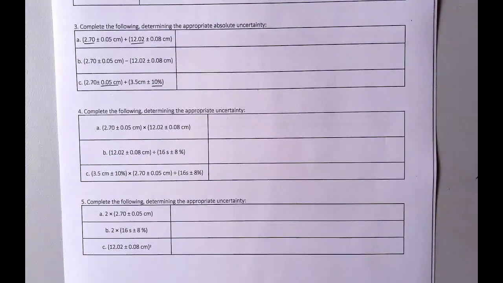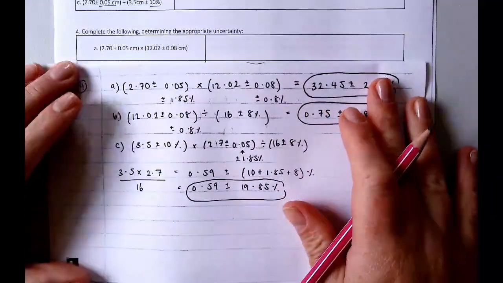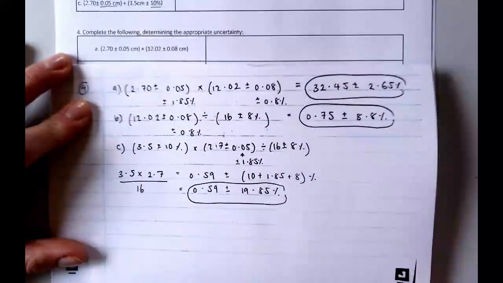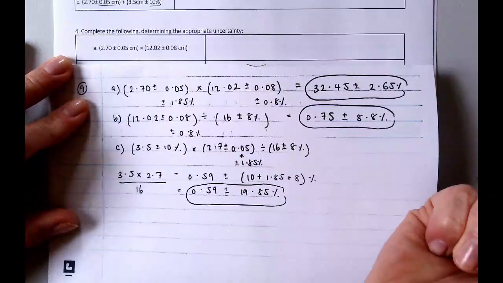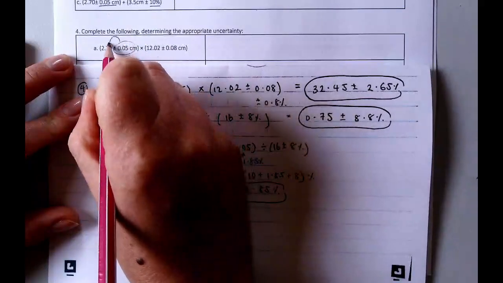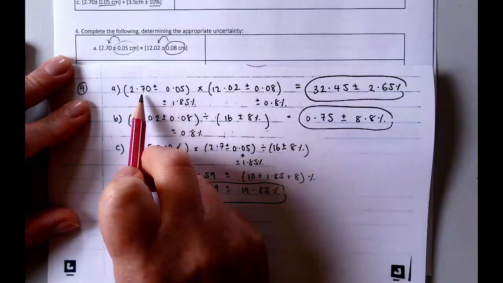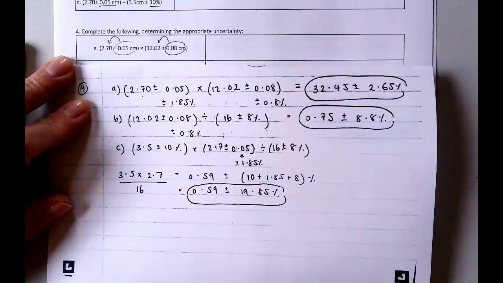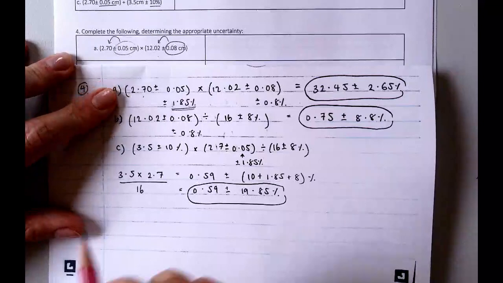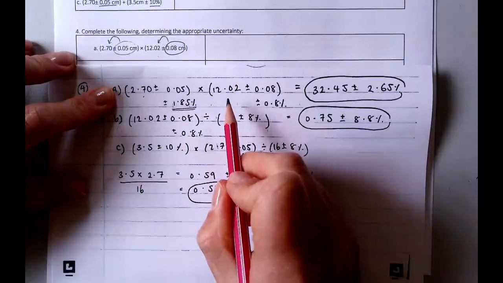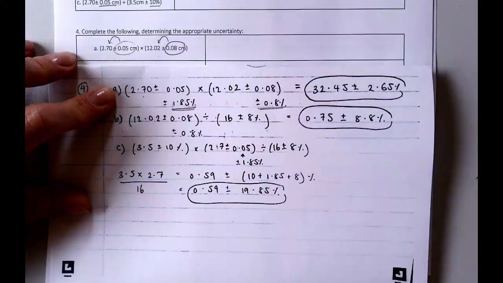In question 4, let's see if I can fit this all in. We're multiplying data. Okay, so if we're multiplying two values, we have to add their percentage uncertainty. So the first thing we have to do is find the absolute as a percentage of this, and again for this one as well. So 0.05 over 2.7 multiplied by 100 gives me a 1.85% uncertainty in 2.7, and similarly 0.08 over 12.02, multiply that by 100, gets me a 0.8% uncertainty in my value there.